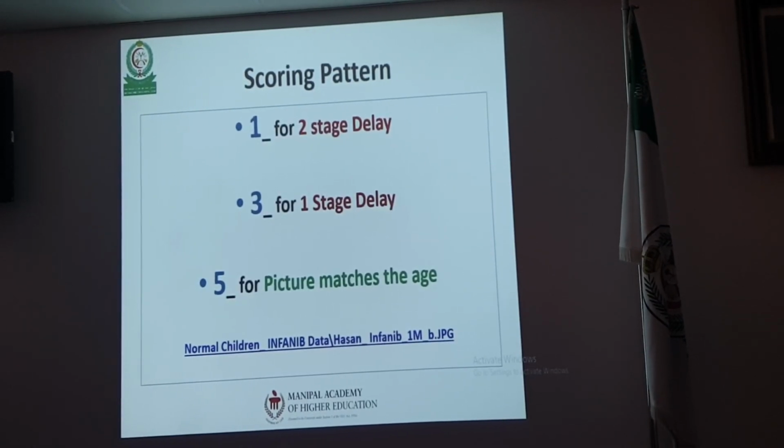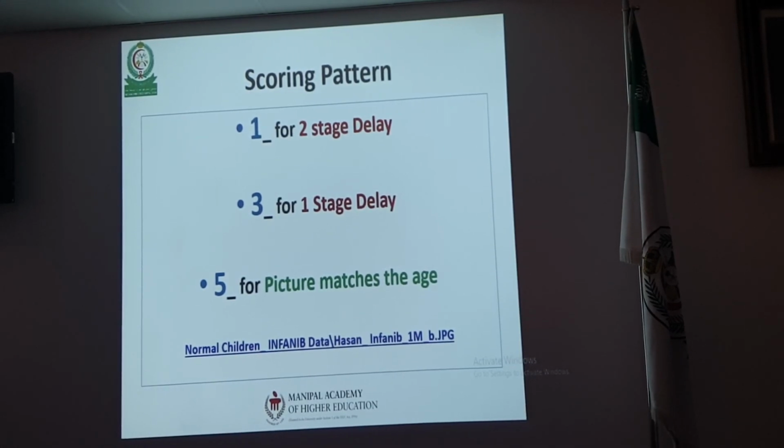So who will be called 1? When you look at the same column on the back side, a 2 stage delay, you will call it 1. And what is a 2 stage delay? We will talk about that when I talk about the scoring. If it is a 1 stage delay, you give the score of 3.